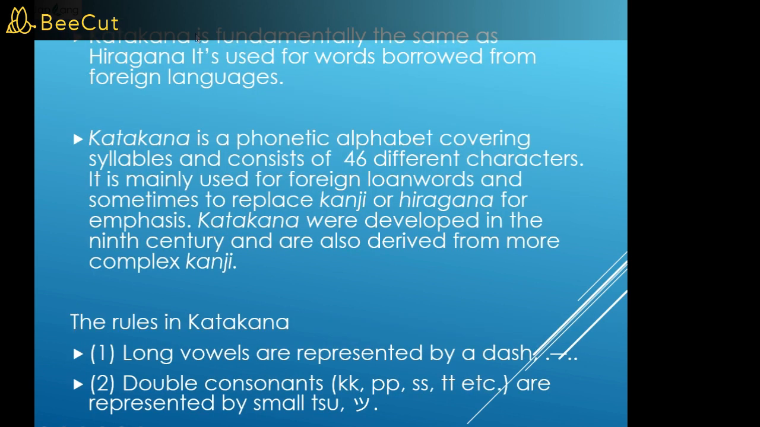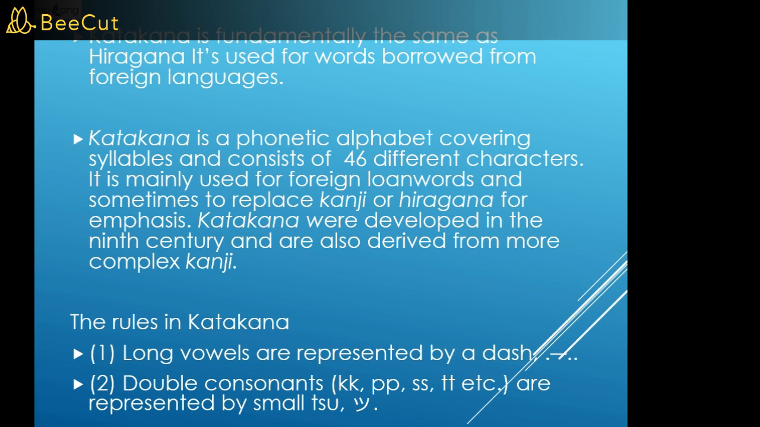This katakana is fundamentally the same as hiragana. It's used for words borrowed from foreign languages. Katakana is a phonetic alphabet covering syllables and consists of 46 different characters. It is mainly used for foreign loan words and sometimes to replace kanji or hiragana for emphasis. Katakana were developed in the 9th century and are derived from more complex kanji.